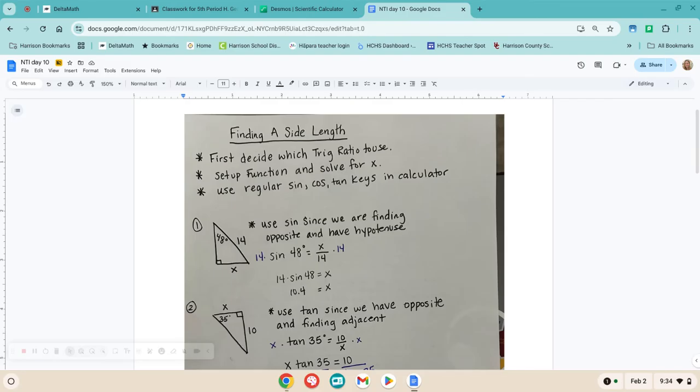So today we're going to find the side length in a right triangle when we know an angle measure, but we only know one side. So we can't do Pythagorean theorem. So we're going to use trigonometry to do that.